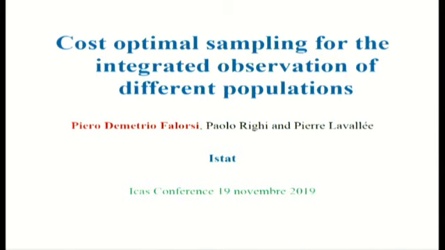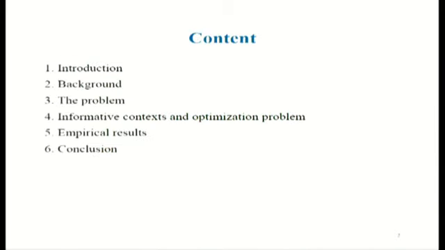This is a paper with 3 authors, with Paolo Righi and Pierre Lavallée, formerly at Statistics Canada. I will give an introduction and background. I will describe the problem, and I will describe how the problem can be approached in different informative contexts. I will conclude with some empirical results and conclusions.